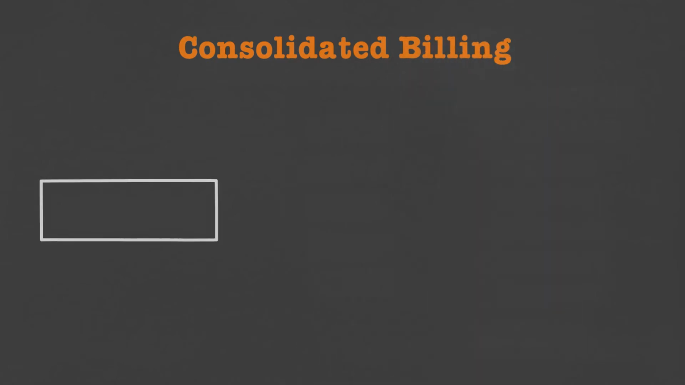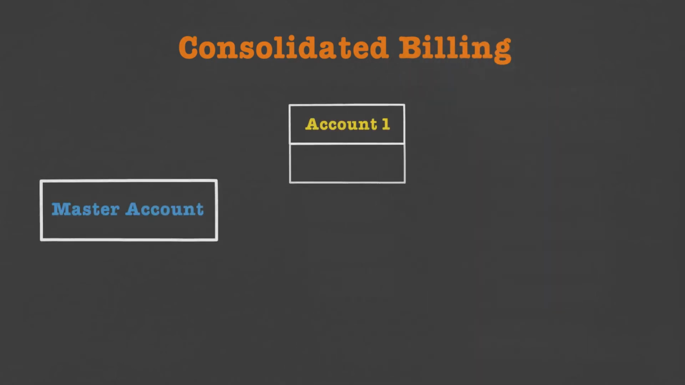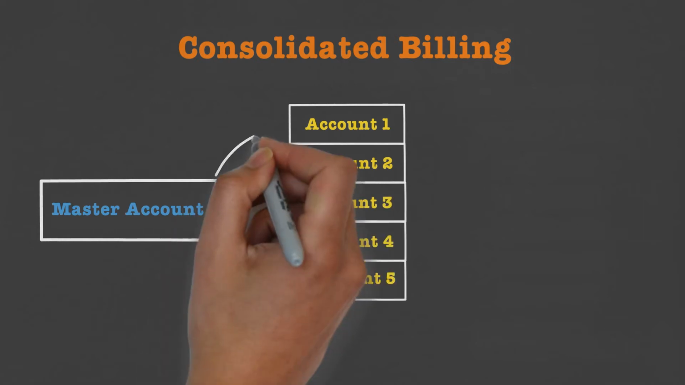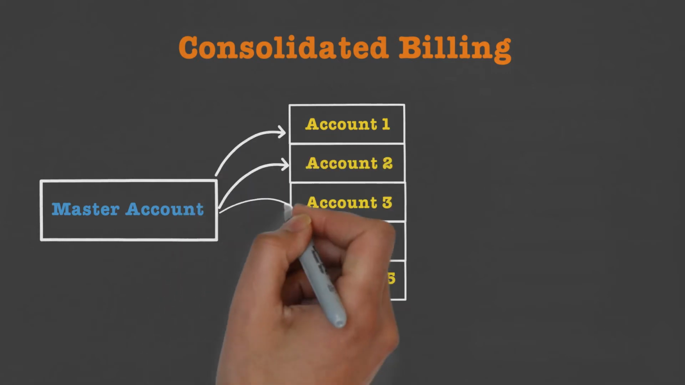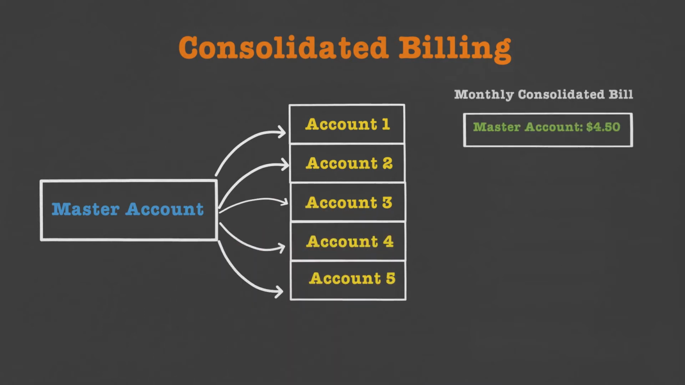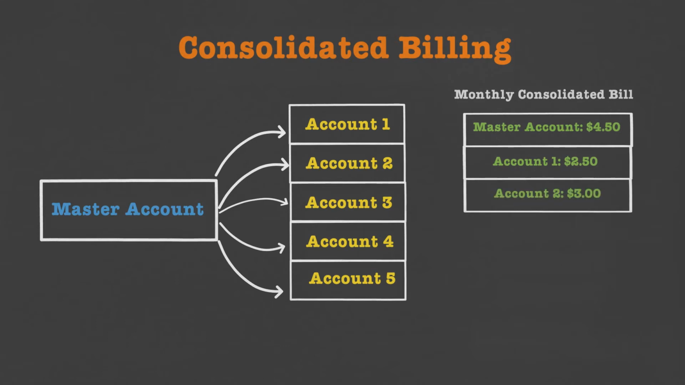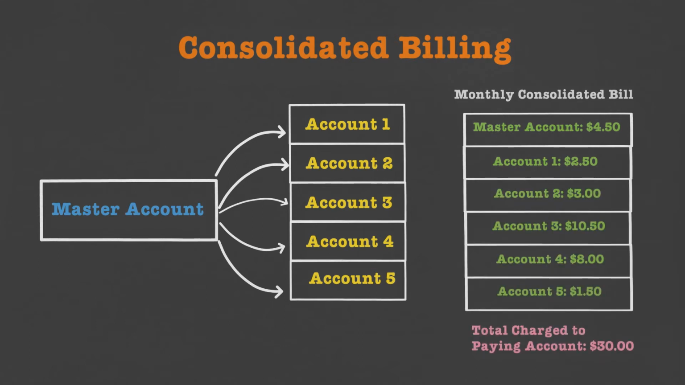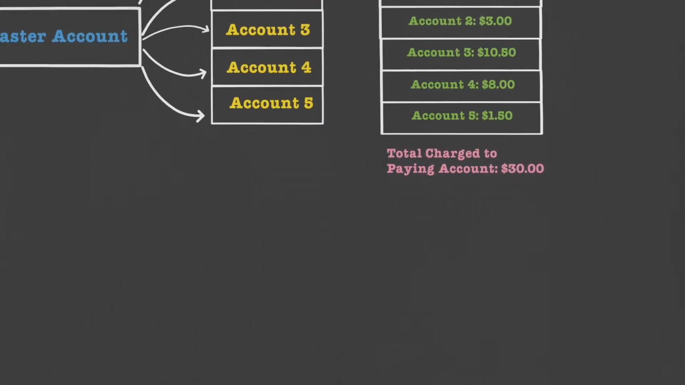Next, we discuss consolidated billing. Consolidated billing is a billing option that allows you to get a single invoice for your expenses from multiple AWS accounts. You should understand that consolidated billing is not a stand-alone service. It's just a feature that you can use in AWS Organizations.